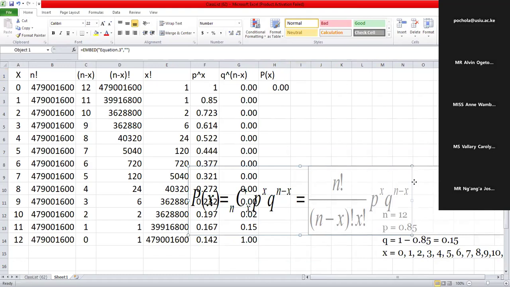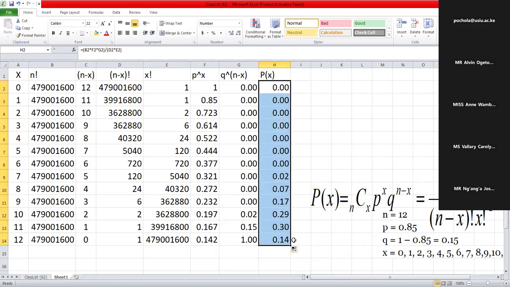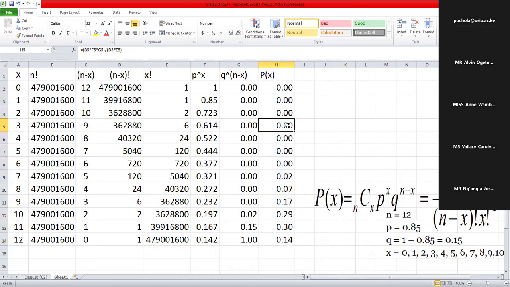Then I do it for each value of x: for 1 successful, 2 successful, 3 successful, 4 successful, all the way to all successful surgeries. Those are the probabilities of getting each of those successful surgeries. This is the easiest way to construct a probability distribution table for the random variable x. Please copy this table.